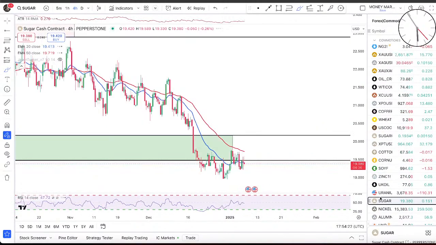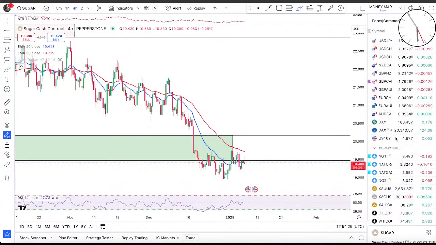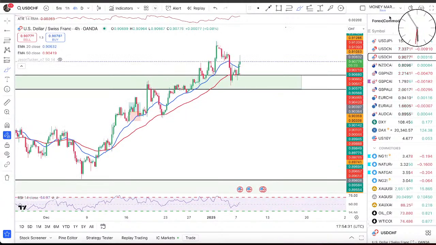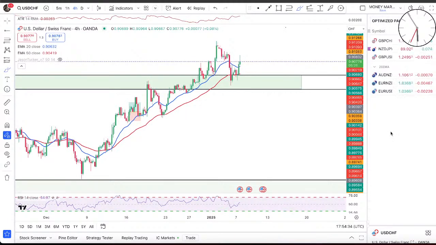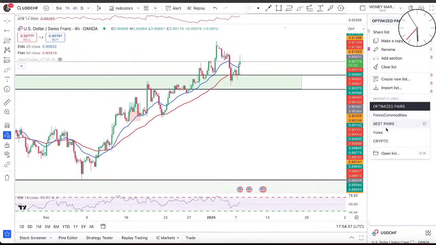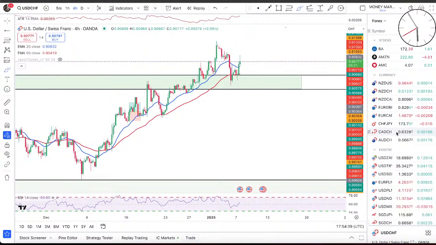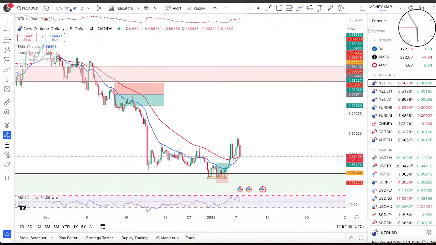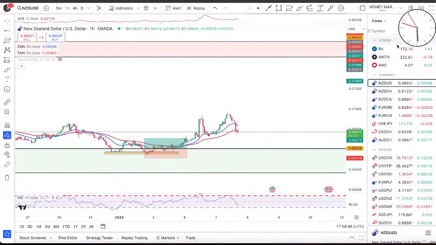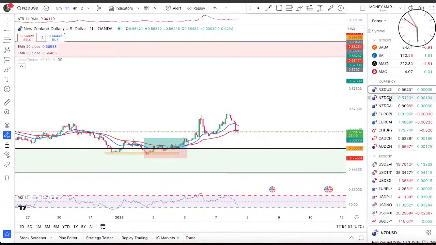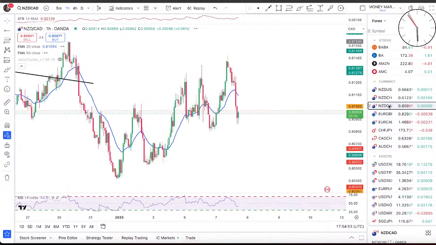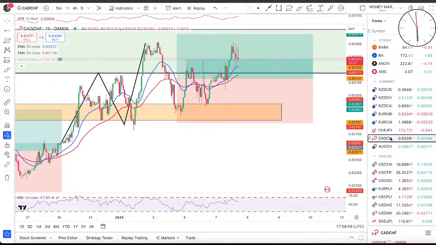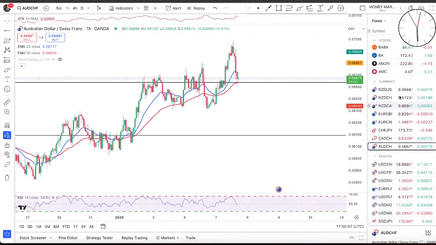Let's see if there's any opportunities. First, let's look at the optimized pairs. That is done. Let's look at entries on 1 hour time frame. So if I find an entry, so looking at on 1 hour, nothing here.